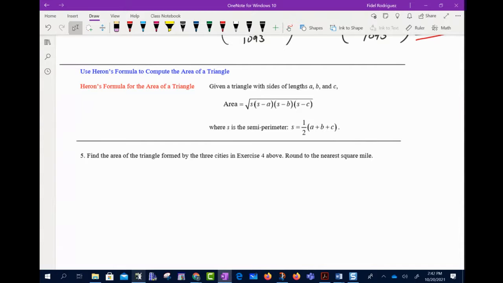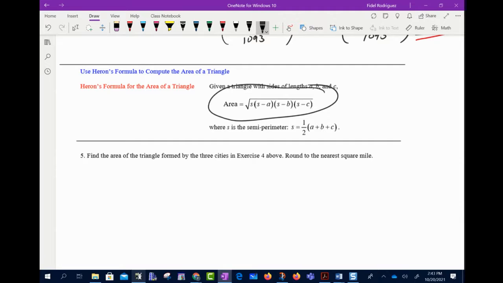So this formula works regardless of whatever kind of triangle you have. Heron's formula says the way we can find the area of the triangle, given the sides a, b, and c, is, here is the formula for the area right here: it's the square root of s times (s minus a), (s minus b), (s minus c), where s is something we call the semi-perimeter.